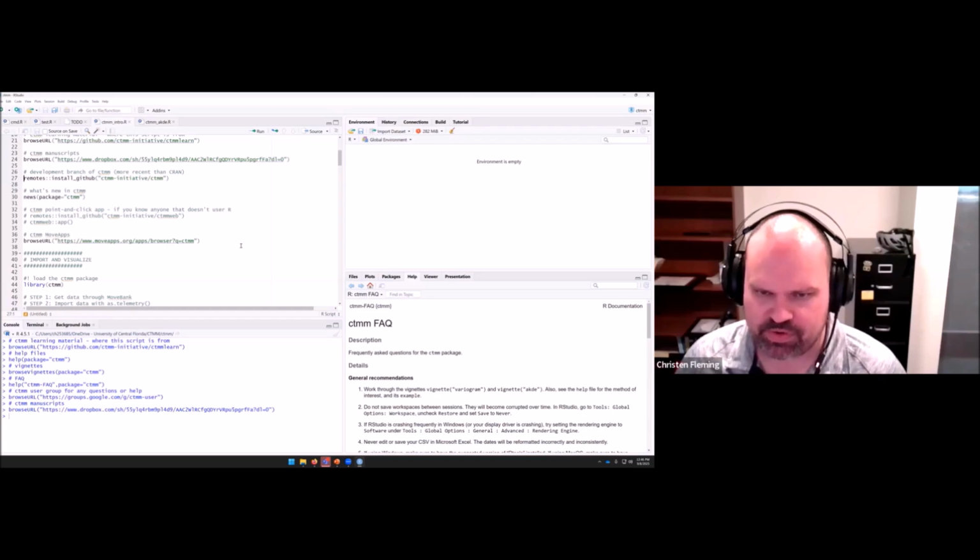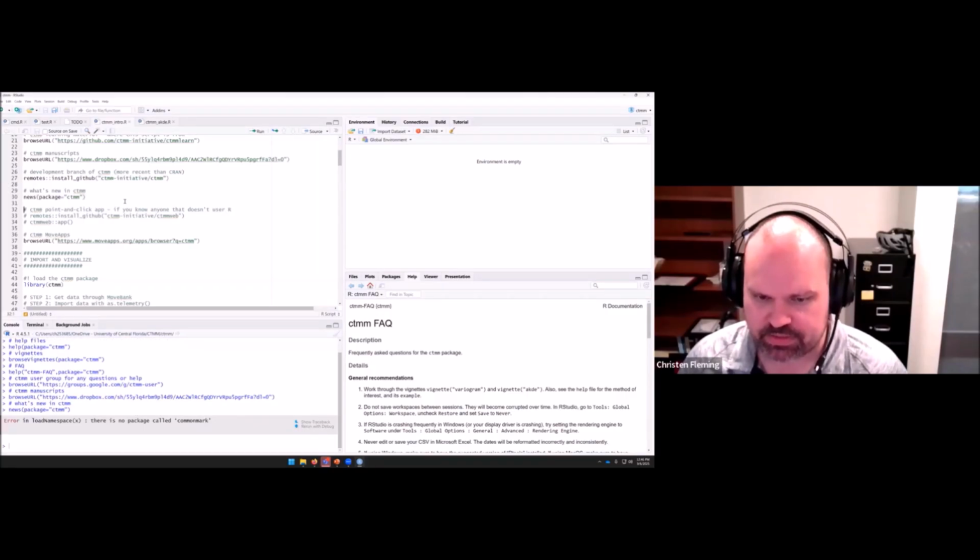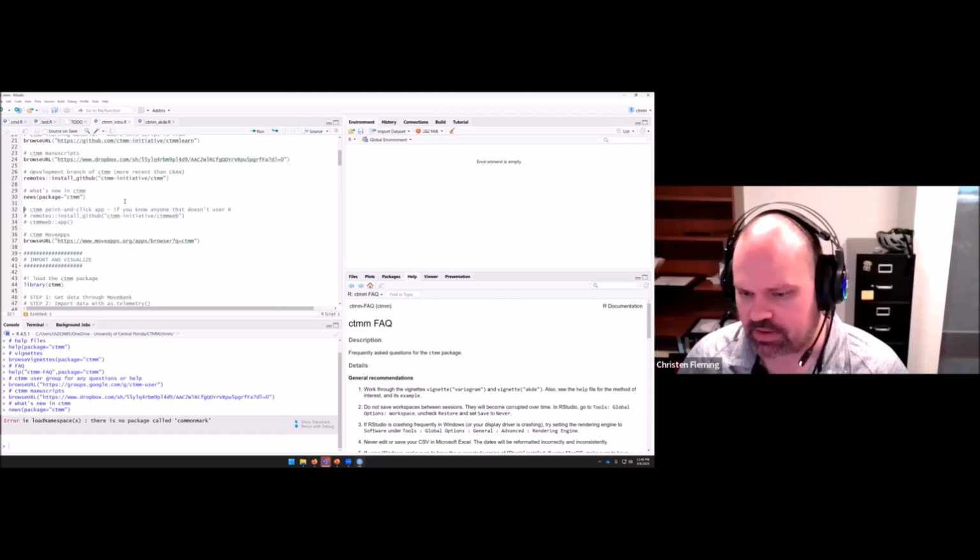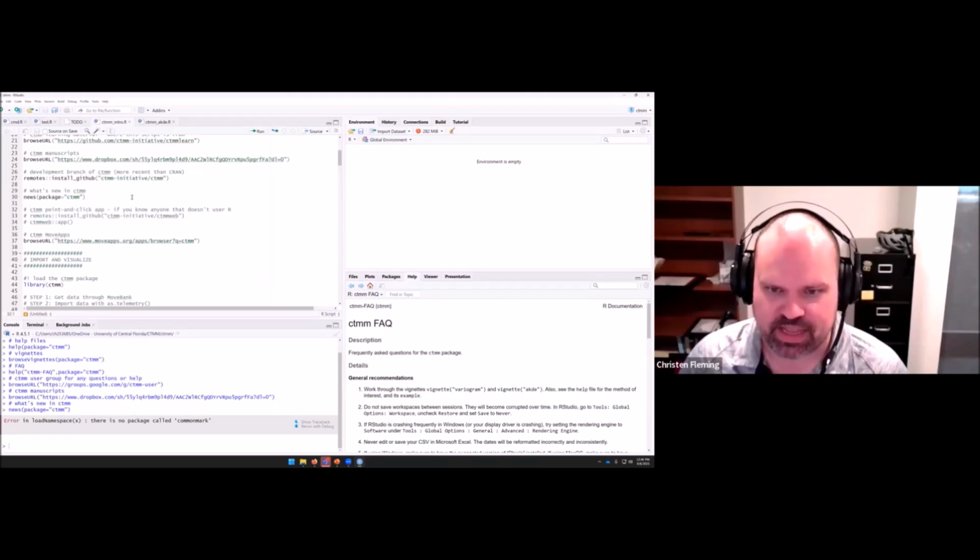The CRAN version right now is pretty up to date, but the development branch on GitHub is usually even more up to date. And then you can always see what's new. And I don't have the right package installed to run that, it looks like.